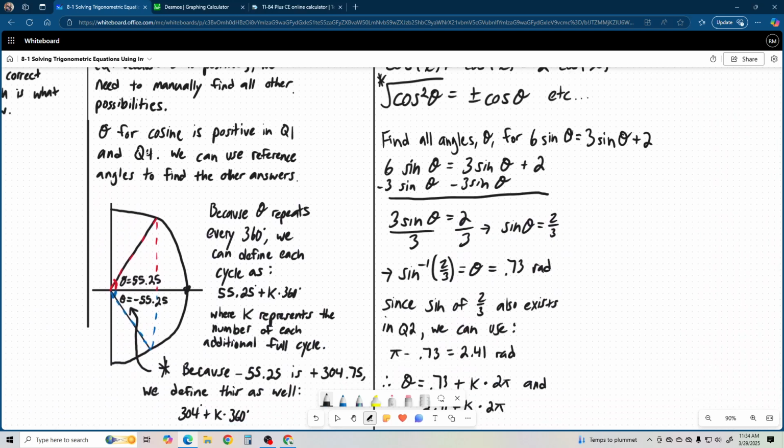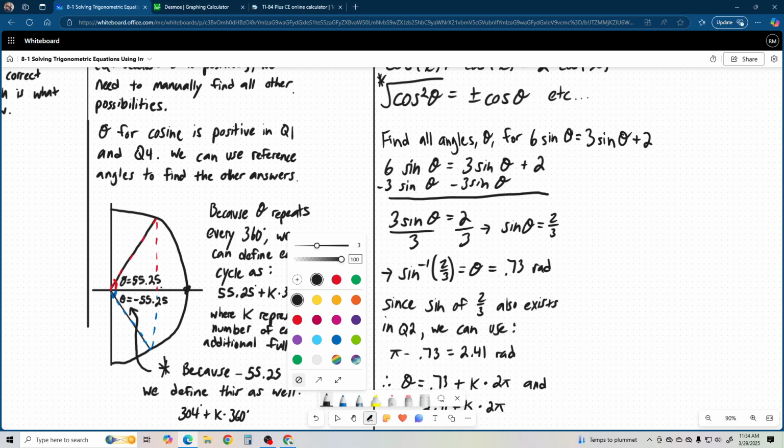So if theta for cosine is positive in quadrant 1 and quadrant 4, we can use reference angles to find the other answer. In other words, if theta is 55.25 here, it's also 55.25 here, but it's negative. This theta being negative still produces a positive value for cosine, because our cosine is attached to our x value. If this point was like 1 comma 4, this would still be 1 comma negative 4, and cosine would still be positive because it's tied to our x value.